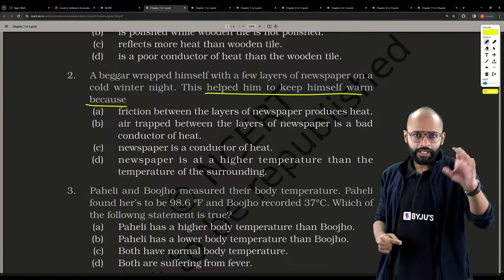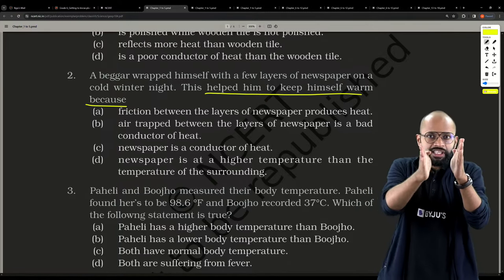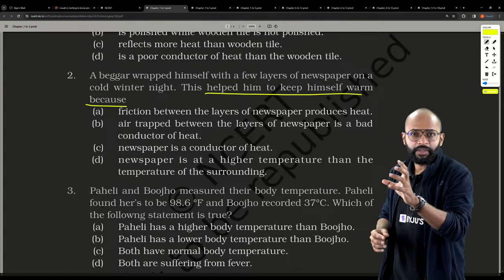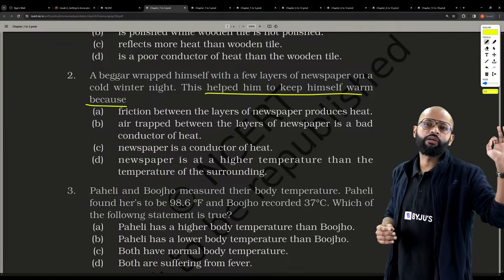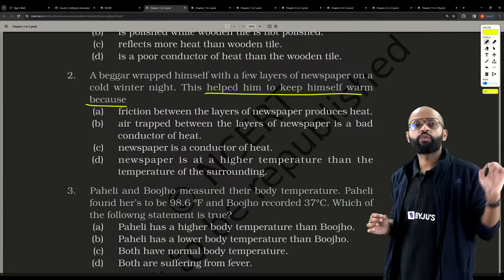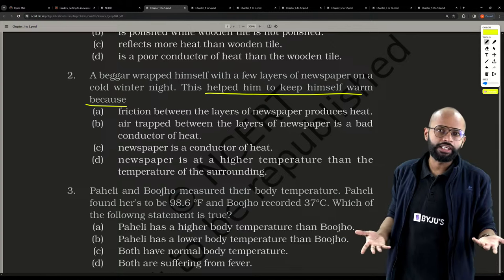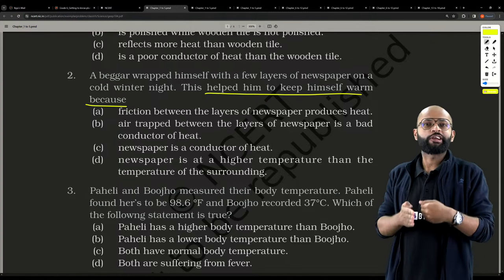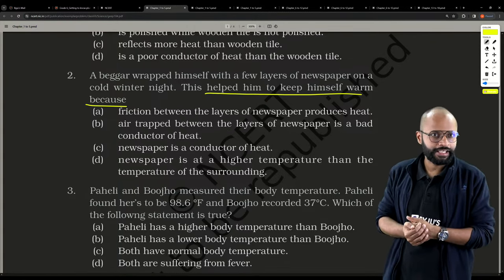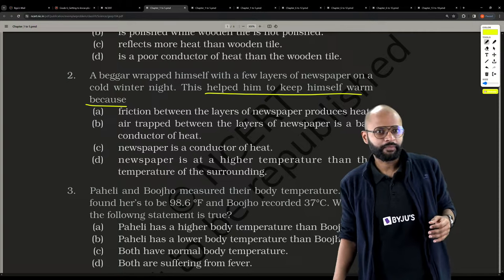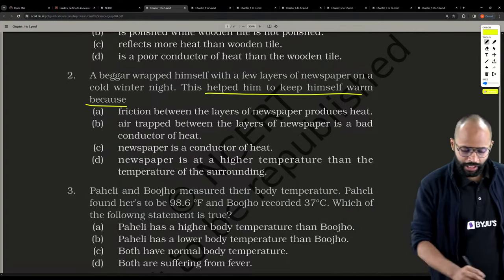In between these newspapers, there is air. And air is the hero of insulation. Wherever you want to protect something from heat, what do you do? You make a layer of air over there. Correct. Fine.